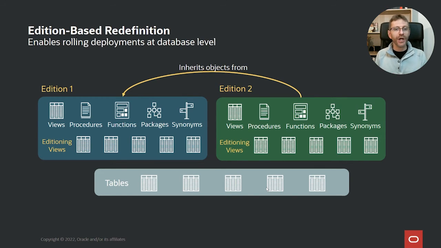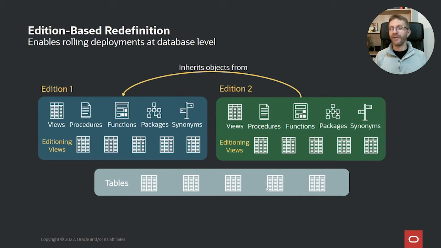And if we need to do any changes, like changing the definition of an editioning view or an object, we can just replace it in the new edition that is not used yet, and apply all those changes while no applications are connected to the new edition. And then we can do this rolling deployment over the new edition, like we have seen for the application containers. So this enables online application changes, online schema changes inside the database.